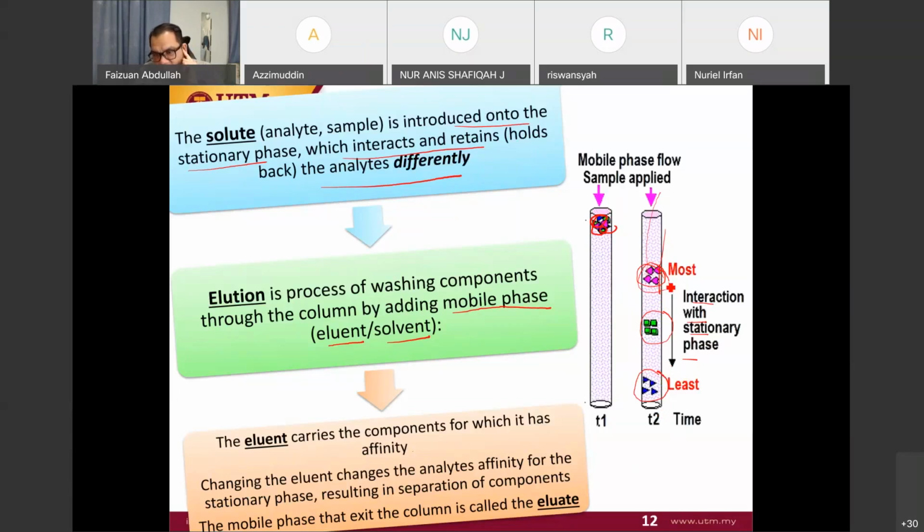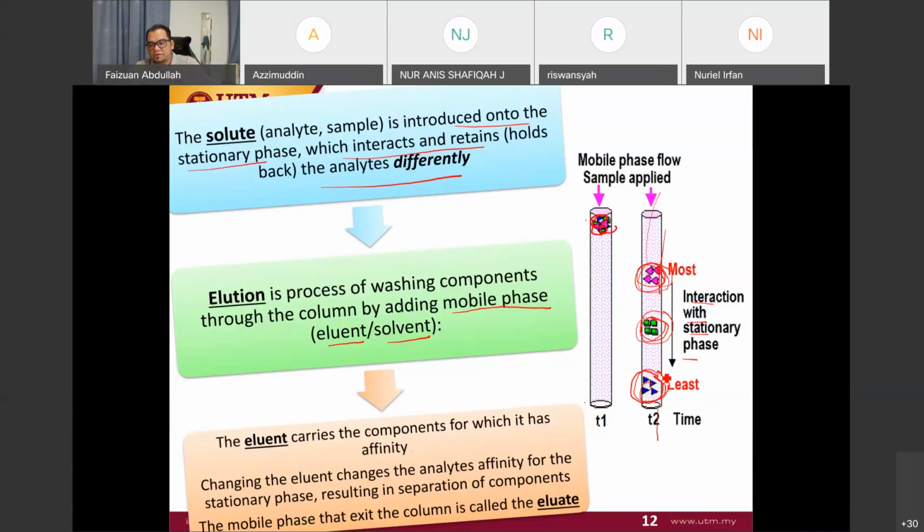Okay, it loves it so much, sits tightly just here. And then this one is so-so. Loves it, not loves it. Okay, and this one hates it the most. Okay, this one hates the stationary phase a lot. This one wants to leave the stationary phase as fast as it can. Okay, so we have different types of compounds inside here. This one wants to interact with the stationary phase more than this one and this one.